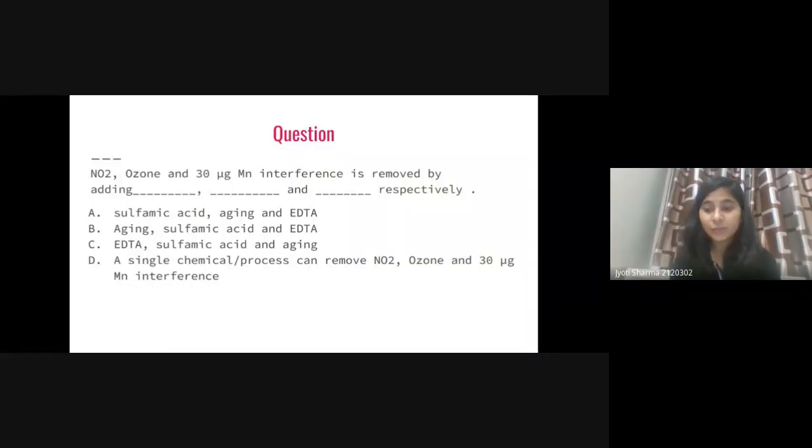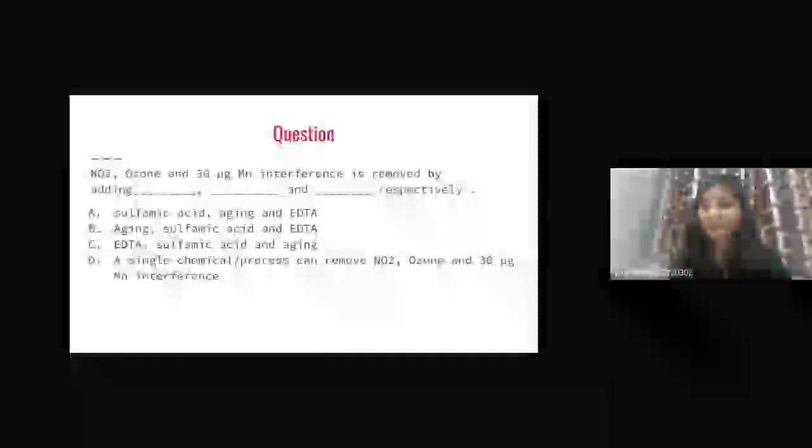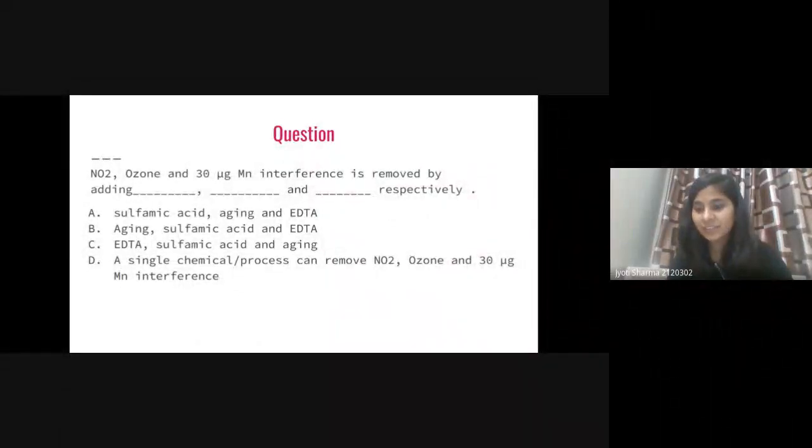What chemical should we use to remove the interference of different types of pollutants in the atmosphere, just to measure the concentration of sulfur dioxide? Sanjeev gave me A as the answer, and Rashmi also gave A. Abdul also gave A. So right now I have a majority for A. Let's see whether the majority is going for the right answer or not.